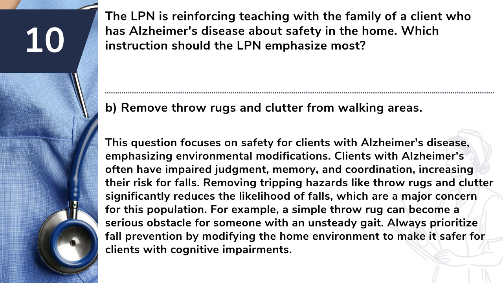Removing tripping hazards like throw rugs and clutter significantly reduces the likelihood of falls, which are a major concern for this population. For example, a simple throw rug can become a serious obstacle for someone with an unsteady gait. Always prioritize fall prevention by modifying the home environment to make it safer for clients with cognitive impairments.